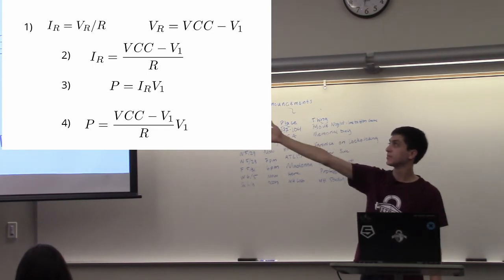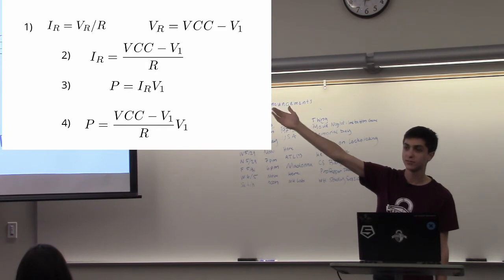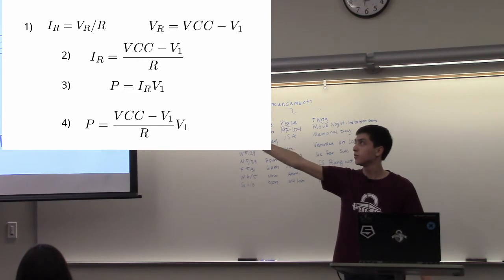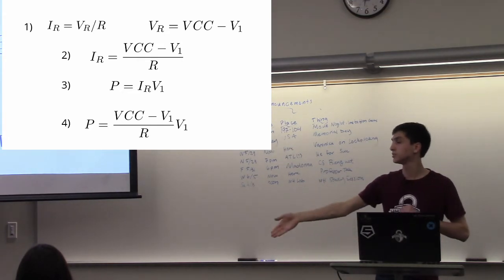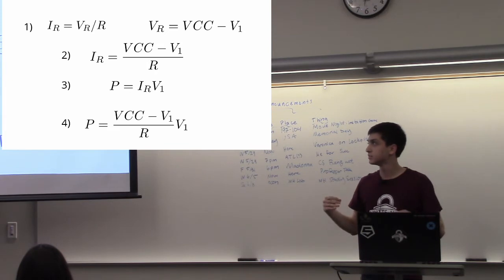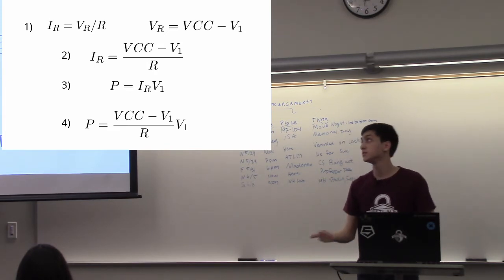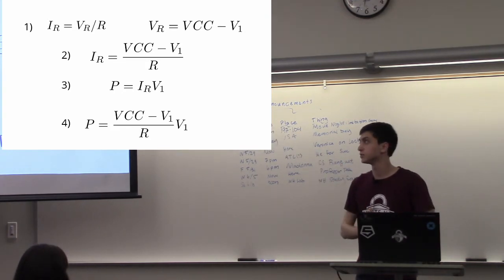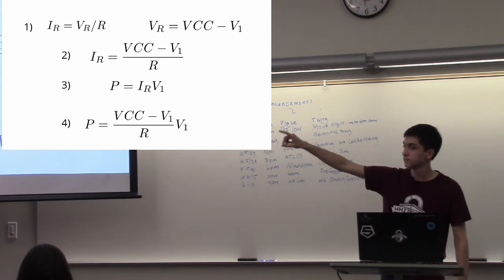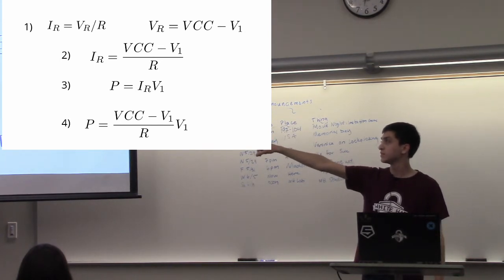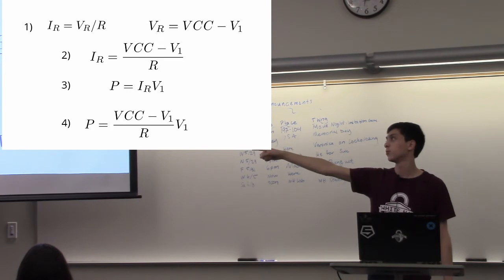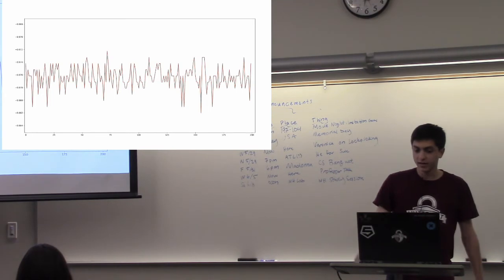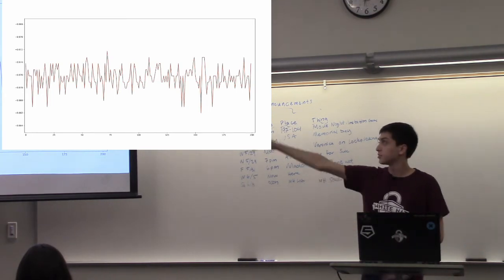Step 1, we got the current from the resistor and the voltage of the resistor from the last setup. So the current through the resistor is going to be the voltage across the resistor over the resistance. The power of the device is going to be that current times V1. V1 is the voltage we're recording on the oscilloscope. So in the fourth step, everything we know: VCC because that's the battery, V1 because we're recording that, and R because we put that resistor in there. So now we can calculate the power. When you record it, it's going to end up looking something like this.